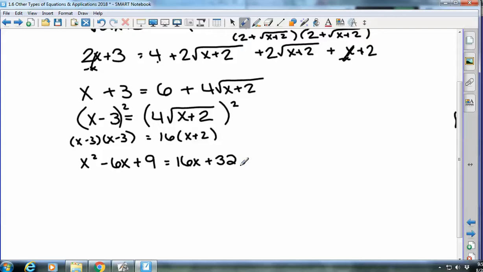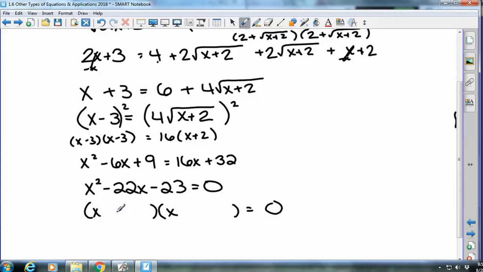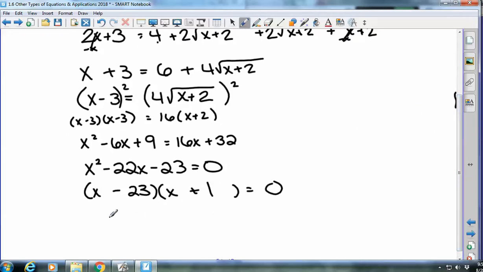Now I have a quadratic. How do you solve a quadratic? Set it equal to 0. So subtract over the 16x, subtract over the 32. Box method. What multiplies to negative 23 and adds to negative 22? Okay, set each of those to 0, and I get x to be 23 and negative 1.